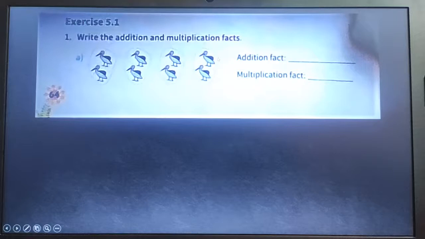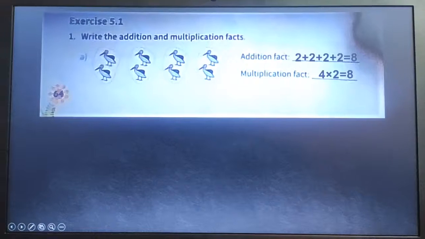So how will we write the addition factor? 2 plus 2 plus 2 plus 2. That is, 4 times we will add 2 and the answer is 8. The sum is 8. And the multiplication factor, 4 into 2 is equal to 8. The product is 8.